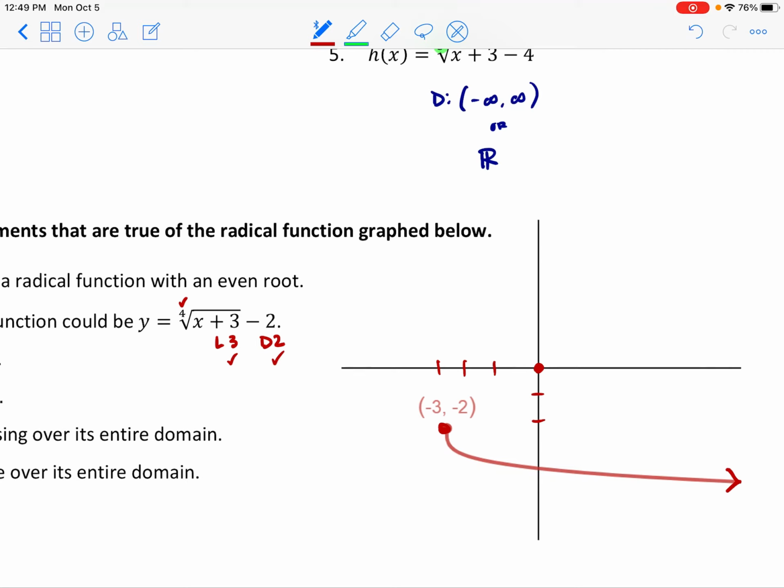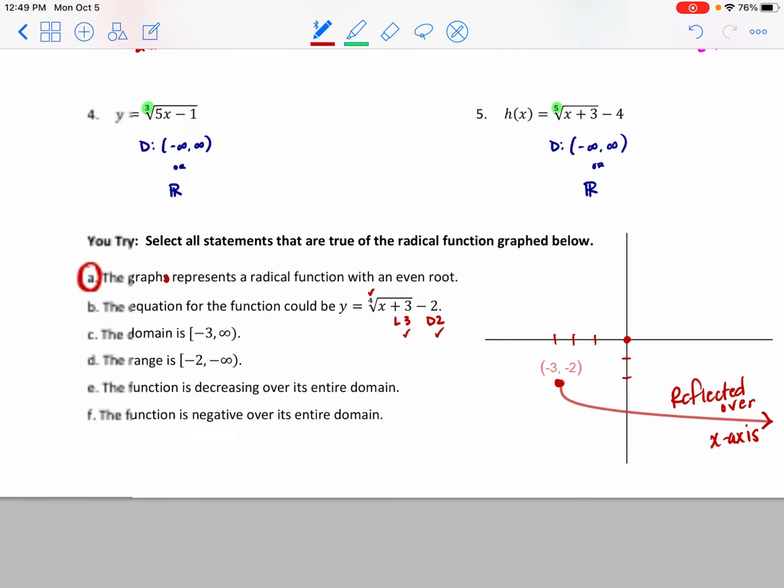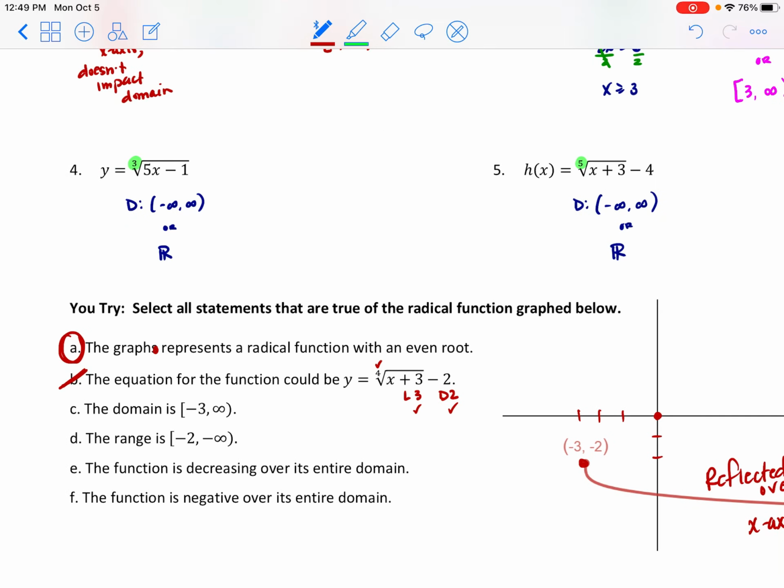However, if I just shifted left 3 down 2, then my graph would look like this. And this graph is upside down. And so this could not be the function because this graph is reflected. This is reflected over the x-axis. It's upside down. So this one is going to be false because it should have a negative right there. A negative would make that true.